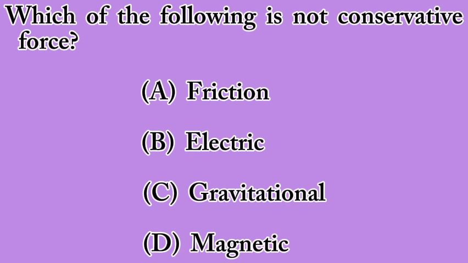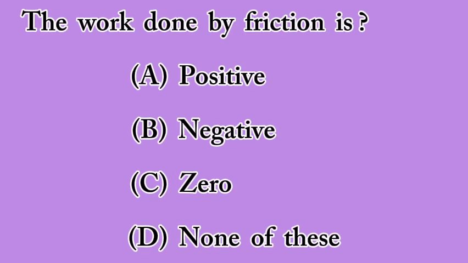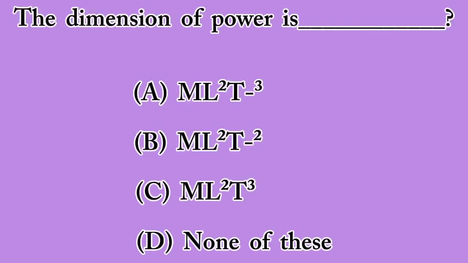Which of the following forces is not conservative? A. Friction, B. Electric, C. Gravitational, D. Magnetic. When an arrow is released from its bow, its energy is transformed from: A. Heat energy to KE, B. Elastic PE to KE, C. Chemical energy to elastic PE, D. KE to elastic PE. The work done by friction is: A. Positive, B. Negative, C. 0, D. None of these. The dimension of power is: A. ML²T⁻³, B. MLT⁻², C. MLT, D. None of these.